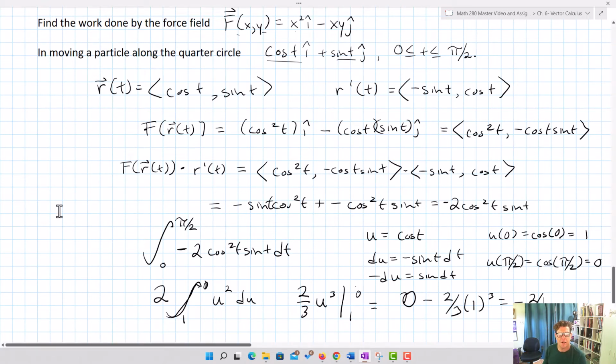Notice a couple things here. We'll do some more examples. What we first did was we had r of t. We took its derivative to give us r prime of t. Then we plugged r of t into f to give us our parametrization of f in terms of t. Then we dotted that value with the derivative of r, and then we integrated along t, so in this case 0 to pi over 2, and then solved the integral. And that's it. That's what you're going to do. So let's take a look at another one.